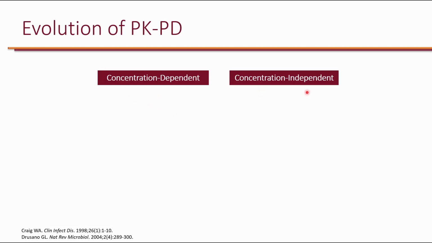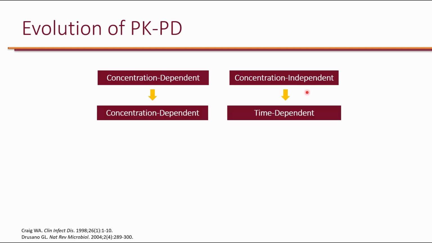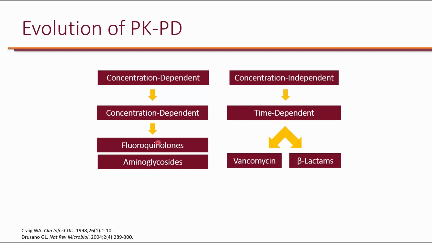Now we're looking at the evolution of PK/PD. As time went on, clinicians started to refer to concentration independent as time dependent. So we had concentration dependent and then we had time dependent. As I showed you the examples of fluoroquinolones and aminoglycosides, those are concentration dependent. And then the time dependent would be the beta-lactams as well as vancomycin.